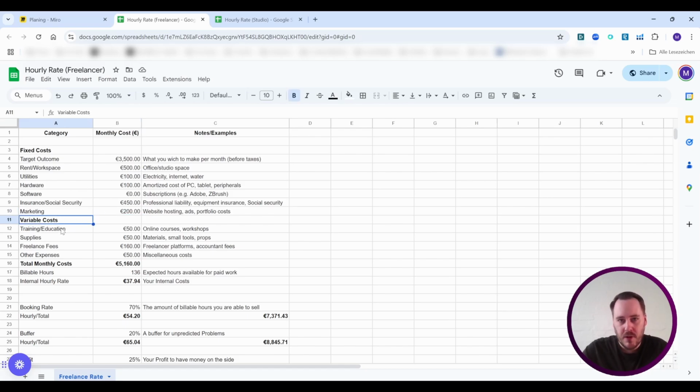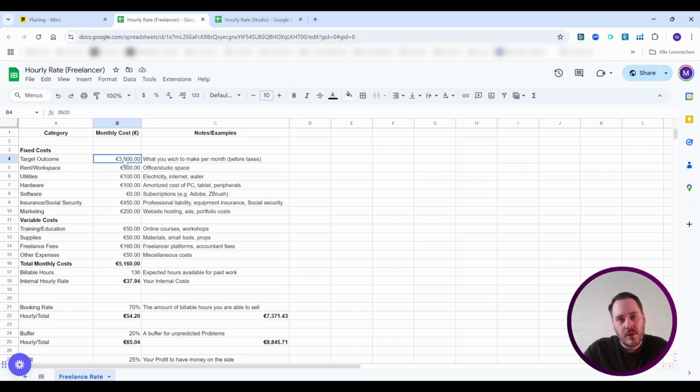Then you have some variable costs. Training and education. You take an online course here and there, buy a workshop. Supplies, so I don't know, some tools, some pencils, everything costs money. Freelance fees, so basically your accountant, but maybe you pay some freelance platforms to be listed there. So put this in here. Then other expenses, like, I don't know, you drink a beer with a client, and you put this on your work expenses. So other expenses go here.